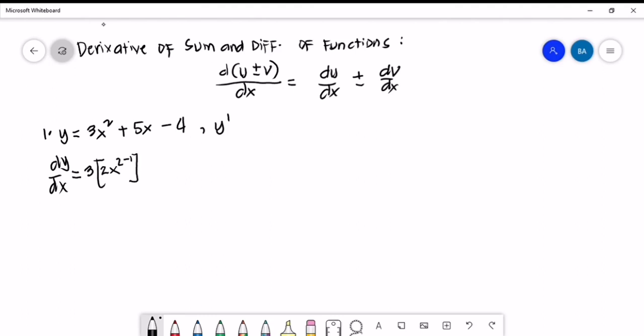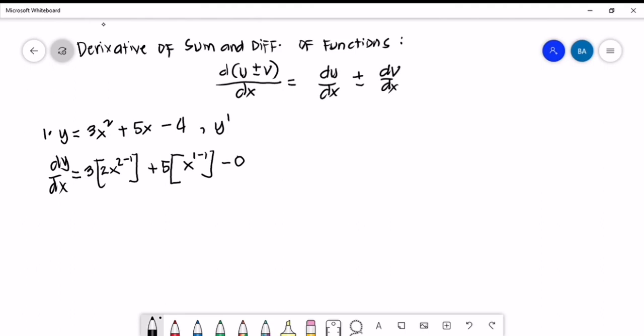Now let's proceed to the second term. Just separate the 5 and derive the x. The derivative of x is x raised to 1, so we have 1 here, x raised to 1 minus 1. Then minus 4: we know that the derivative of a constant is automatically 0.